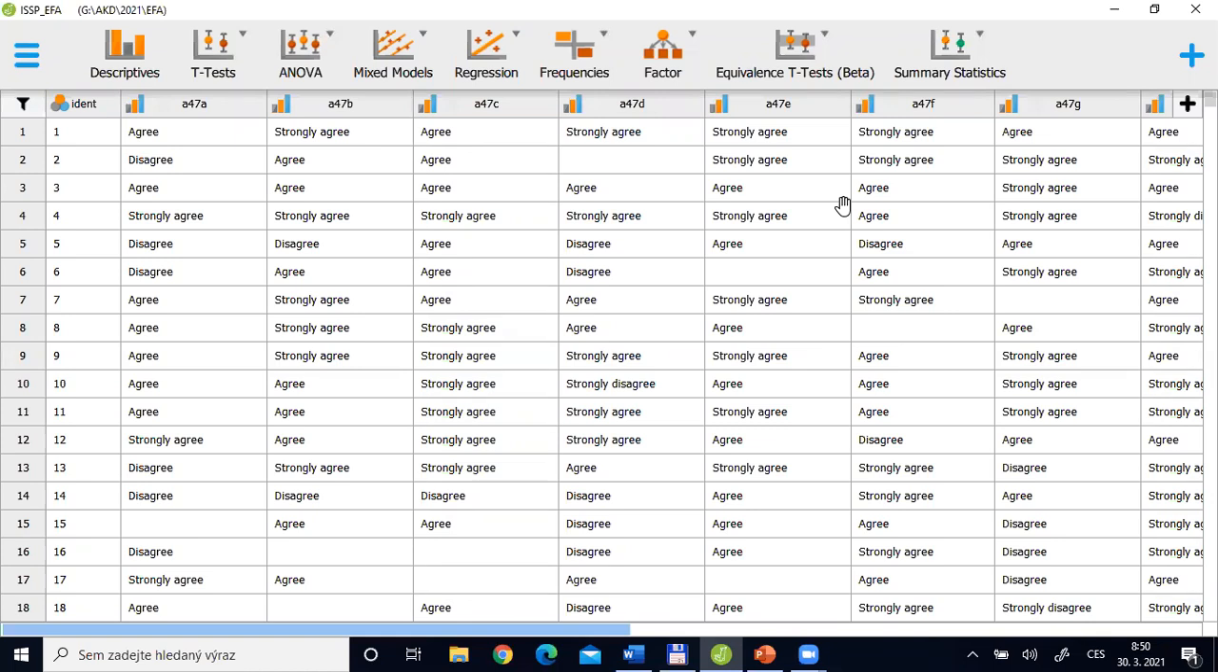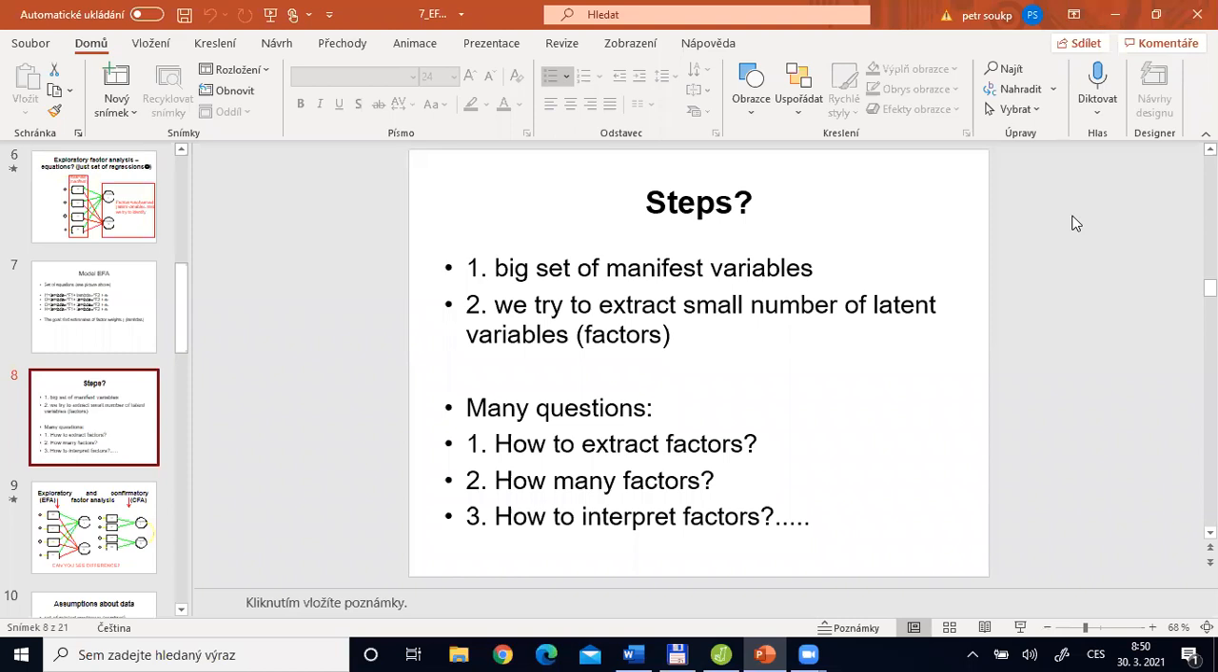So maybe the first question is only, are these variables somehow related? Is there some relationship between these variables? It means, is there some opportunity to replace original variables by factors? If these variables are not correlated at all, there is no space for factor analysis at all. So that's the first or preliminary question.